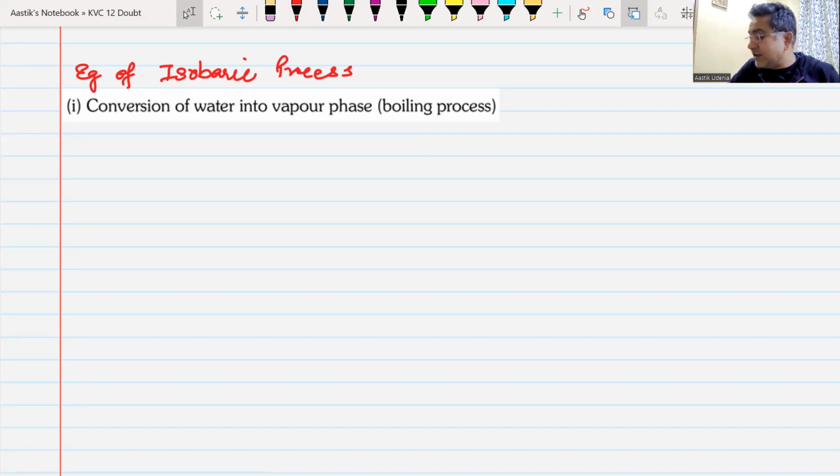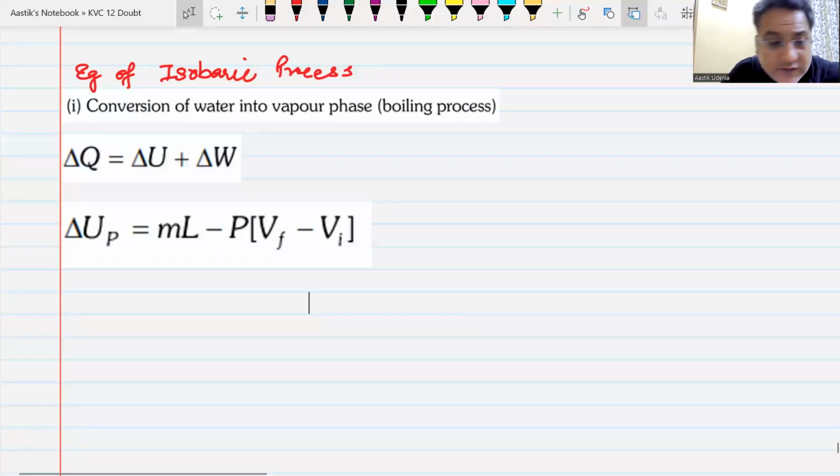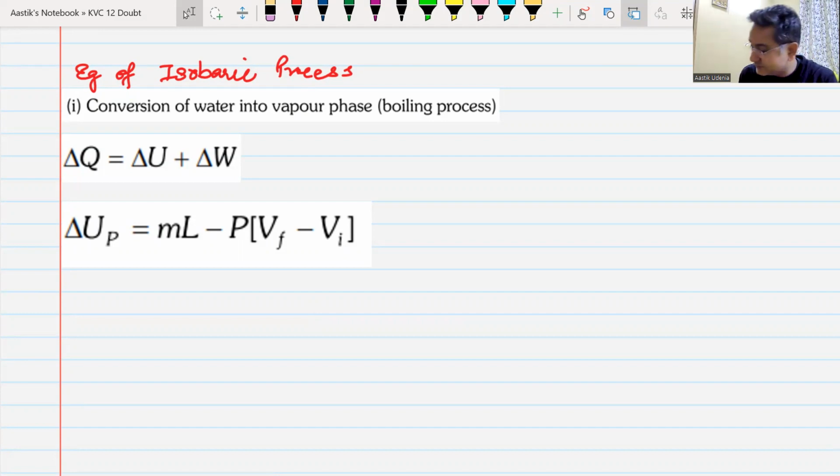You know this delta Q is equal to M into L, where M is the mass and L is the latent heat. Yes or no? You understand this? Same thing we did in that question and we got the answer. Do we understand this? And just wait, don't write anything now.